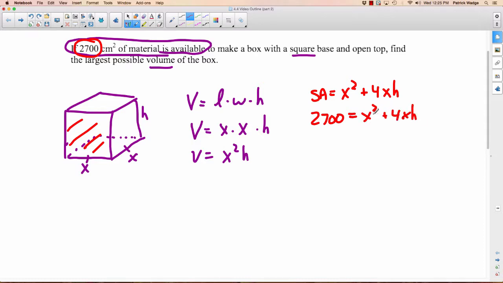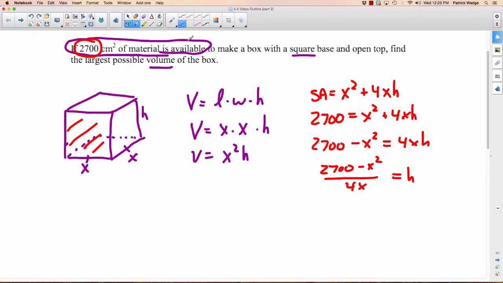Now, which one of those 2 variables, the x or the h, would be easier to isolate? By far, it would be easier to isolate the h. So let's do that right now. We're going to move the x squared over. We get 2,700 minus x squared equals 4xh. And we're going to divide both sides by 4x. So you get 2,700 minus x squared over 4x equals h.